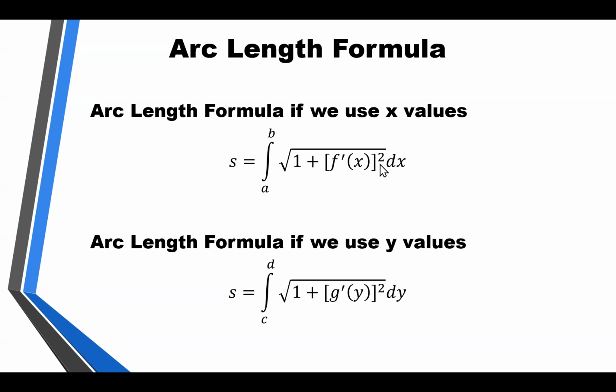We'll have to make sure that we have the squaring in the correct place, and we'll have to make sure that we have the correct derivative. But that's it. That's the basic idea of how the arc length is obtained.